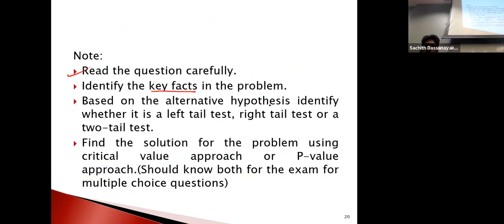Based on the alternative hypothesis, identify your test, whether it is left, right, or two-tail. Find the solution based on the critical value approach or the p-value approach, only one, either this one or this one. You should know both of these, critical value and p-value. Clear? So that's about section 9.4.